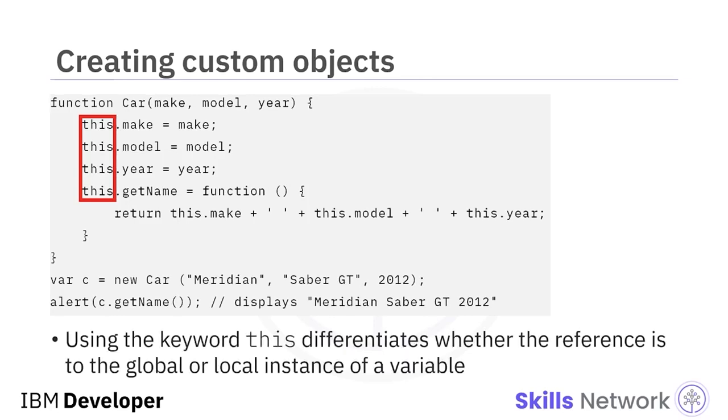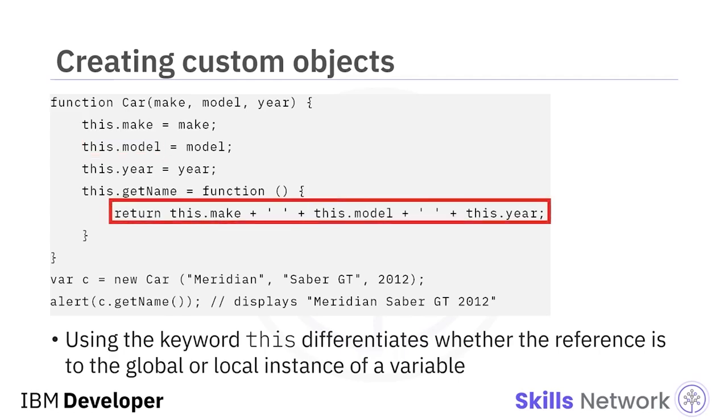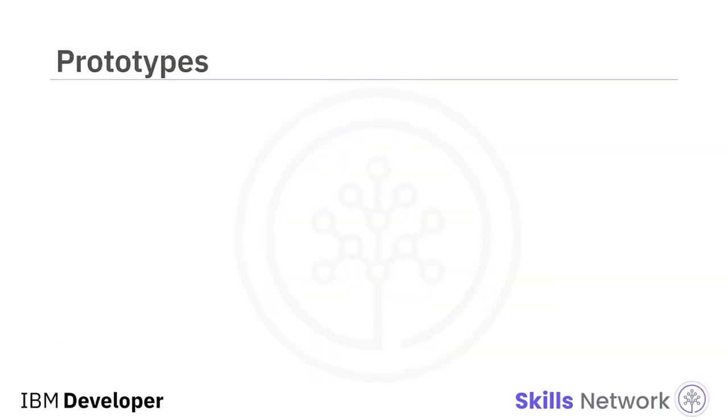Using the this keyword can differentiate whether you are referring to the global or local instance of a variable. The use of model in this example refers to the argument that was passed into the function, while the use of this.model refers to the model property associated with the current instance of the car object. The getName function of car returns the make, model, and year of the newly created car object.